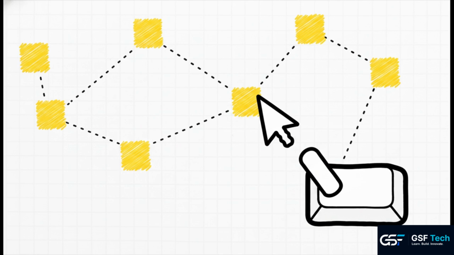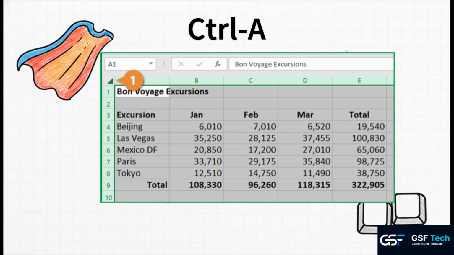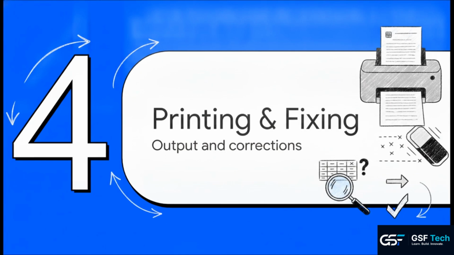It is a massive time saver for formatting. And for your first true software superpower, if you ever need to apply a change to absolutely everything, simply press Ctrl+A. With a single, satisfying keystroke, you select the entire active worksheet. Bam! Done. Next up, Section 4, printing and fixing mistakes.